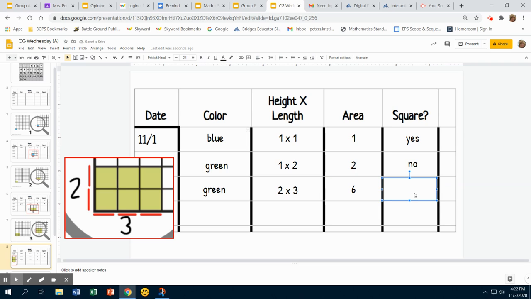Is it a square? Nope, not a square. It's got a height of 2 and a length of 3, so it can't be a square. Remember, a square is a rectangle that has 4 equal sides.